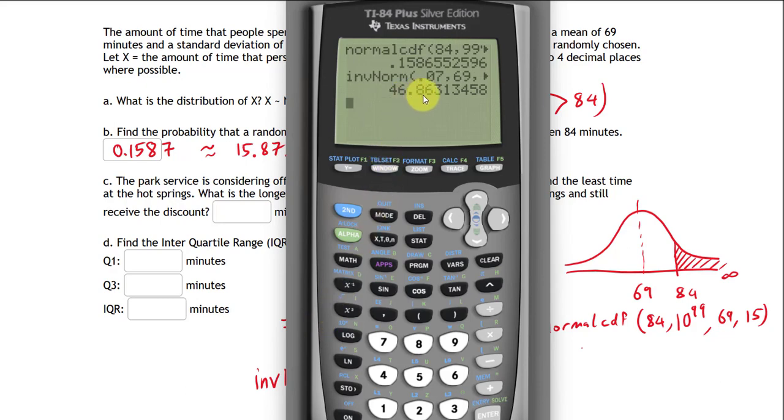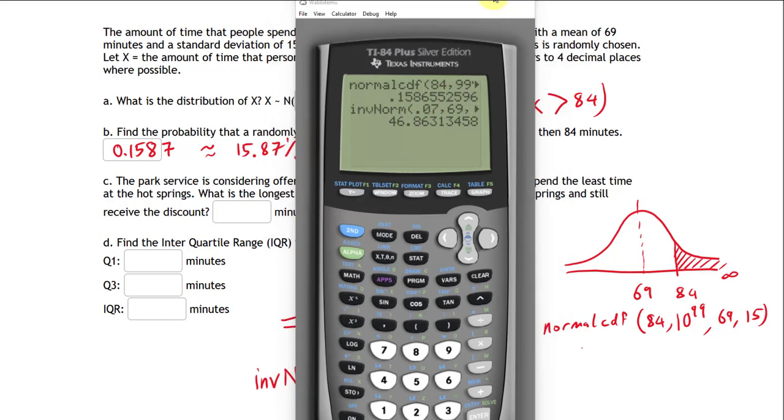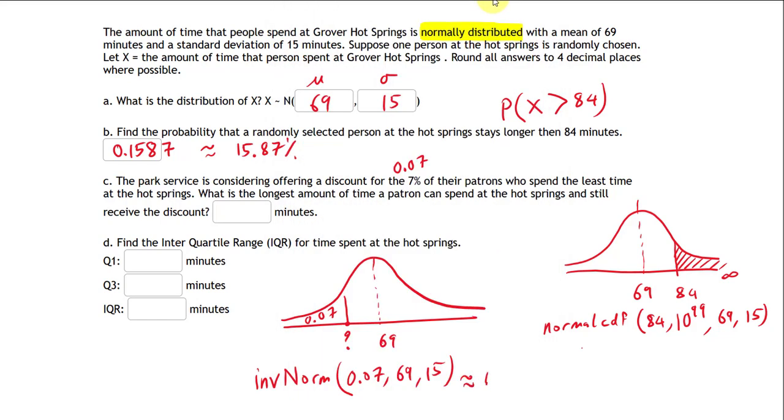We have 46.86. Okay, 46.86 minutes. And that is the longest amount of time a patron can spend at the hot springs and still receive the discount.